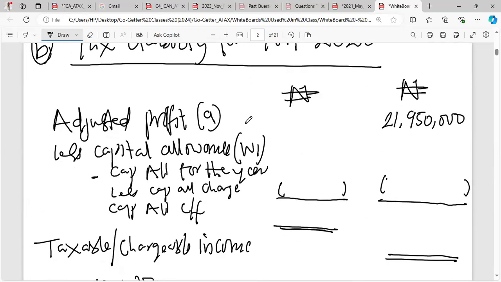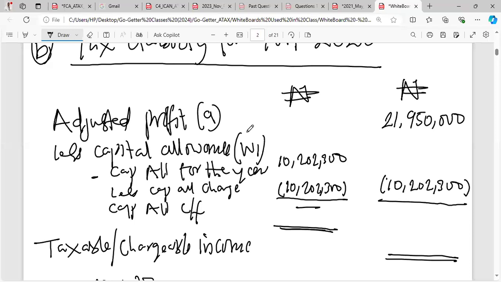Capital allowance for the year is 10,202,300. Now, when you look at the capital allowance for the year, is it up to the adjusted profit? It's not. So you relieve everything. The same thing here, 10,202,300. So your capital allowance carried forward is nil.